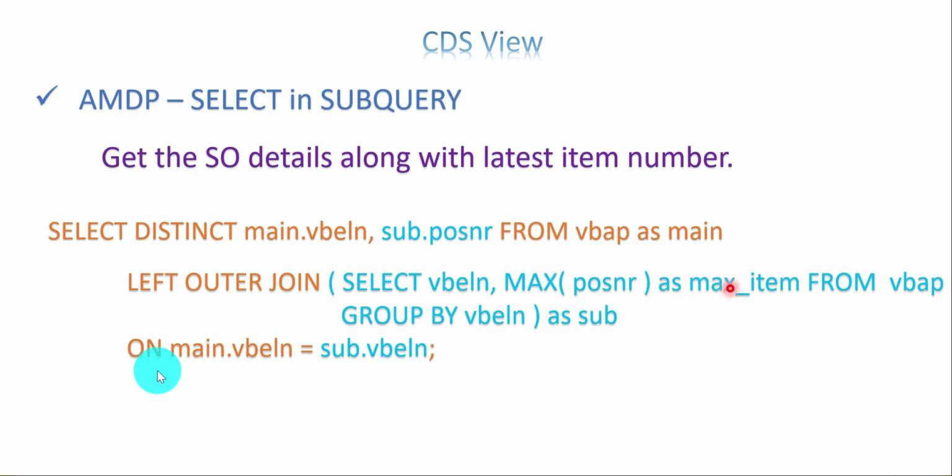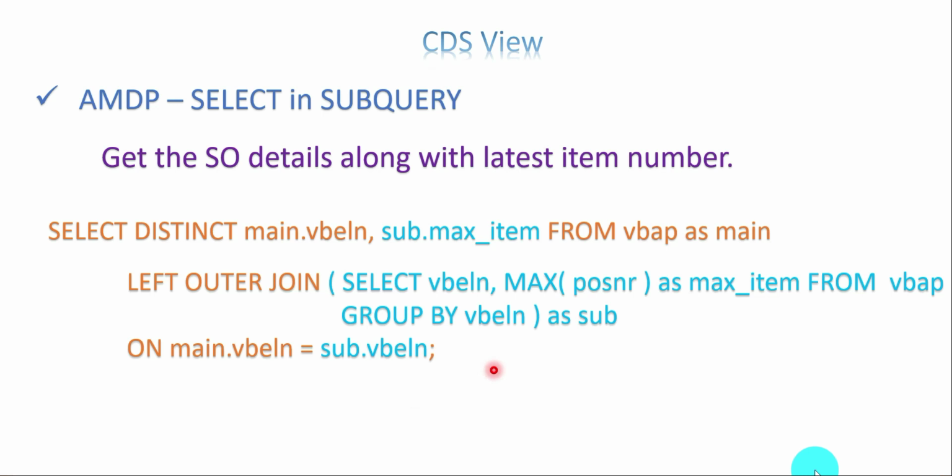It's not POC now because I have an alias name here. One minute. Yep, this is actually correct: sub.max item, because that is the name I have given in the subquery. So this is another scenario. And there is an on because we are using a join. And what is the on condition? Based on the sales order between the main query and subquery, that also has to be added here.